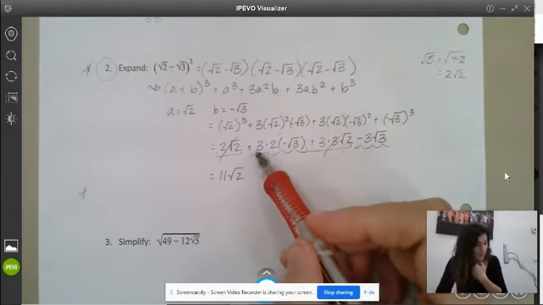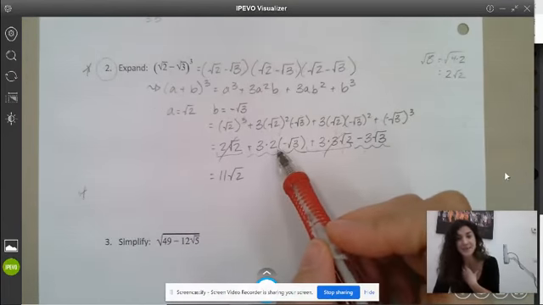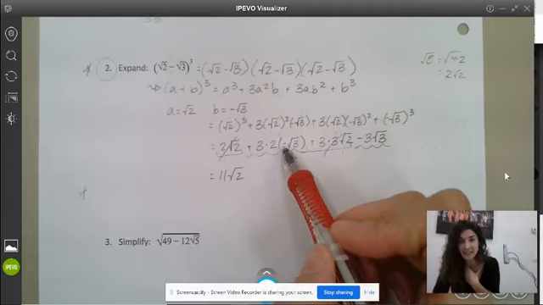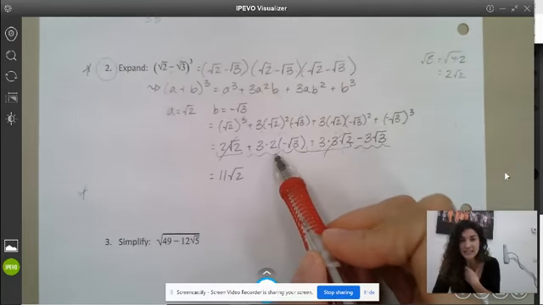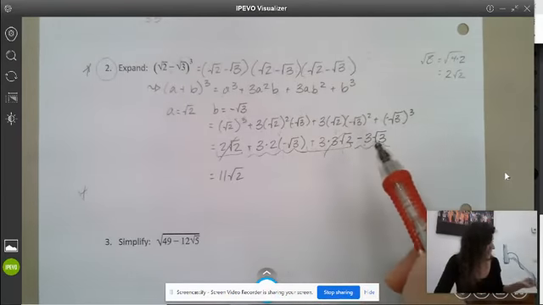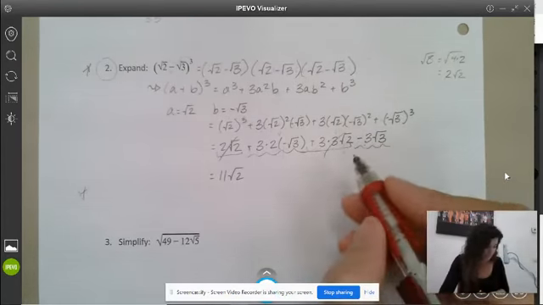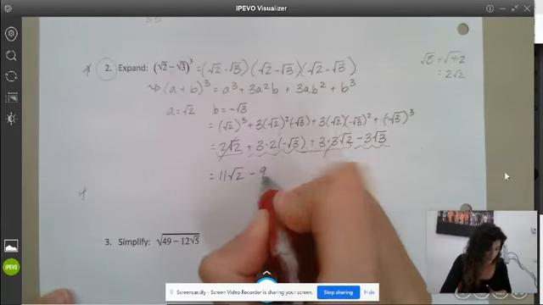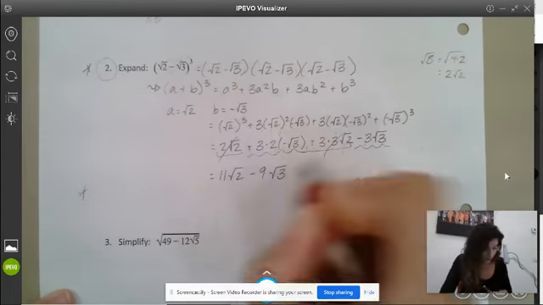And then 3 times 2 is 6 times negative 1 is going to be negative 6. Negative 6 minus 3 is going to become negative 9 square root of 3.